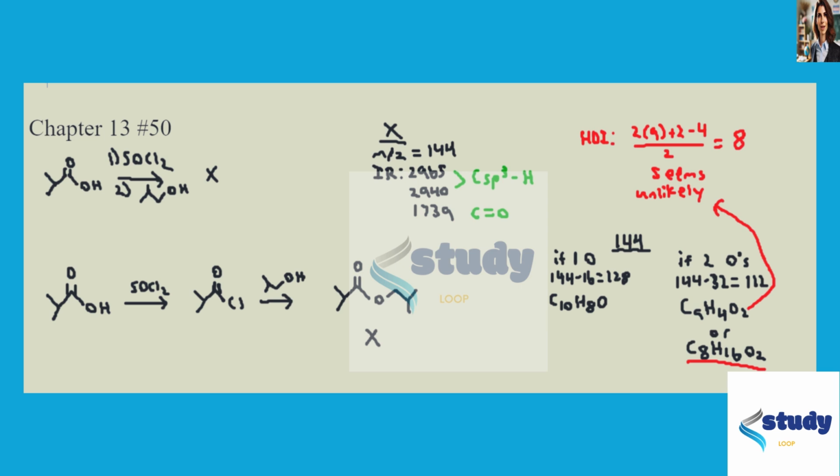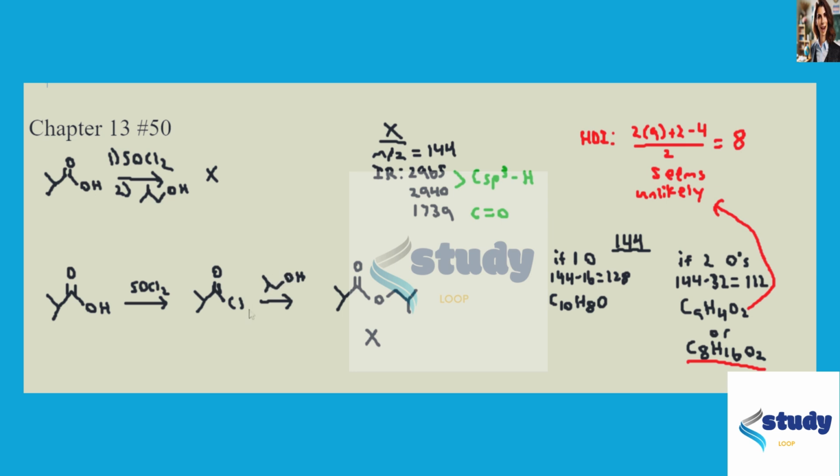This is the answer to Chapter 13, problem number 50 from the Smith Organic Chemistry textbook. In this problem, we're given a starting molecule and some reagent conditions, and we have to determine the molecule that will be produced by treating this starting molecule with these two reagents. And we are given mass spec and IR data to help us.